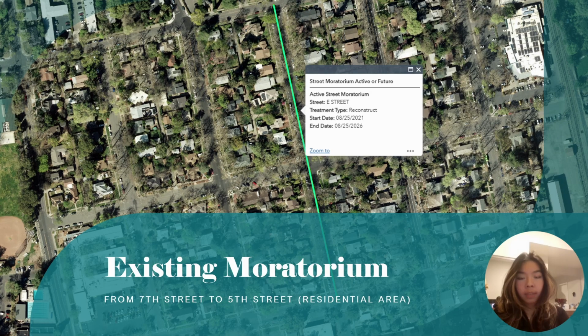There are 2 segments of E Street that currently have a moratorium in place. These are the segments from 7th Street to 6th Street and from 6th Street to 5th Street in the residential areas. A moratorium is a policy put in place after a road has been repaved or reconstructed. A moratorium prevents other agencies from doing work on the street without express permission from the city engineer. A road that's been repaved with the sealant or just had the asphalt replaced has a moratorium of 2 years, while a complete reconstruction has a moratorium of 5 years. The 2 segments of E Street have a moratorium of 5 years, meaning they were completely reconstructed in 2021.